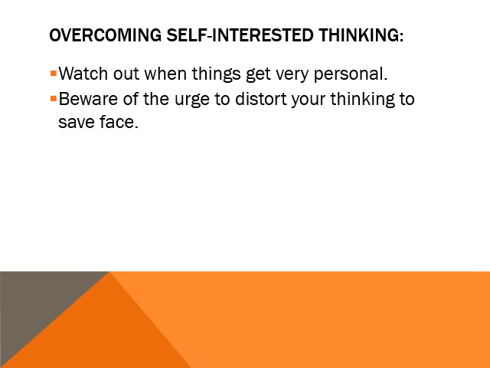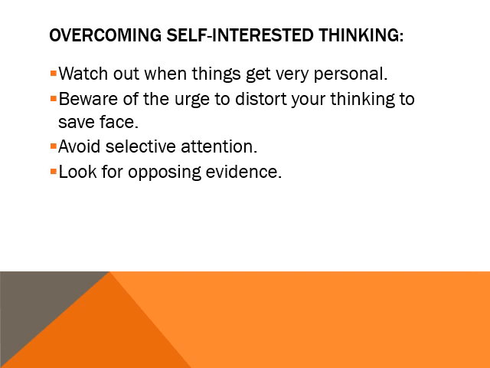What's more important, self or reality? So to overcome our self-interest, we have to beware of that urge to distort things, to save face. That might get personal, and we need to watch out for selective attention. That is, don't just find the things that go along. We need to look for opposing evidence. We can't just find supporting evidence and find ways to make it look like supporting evidence. We need to find opposition.